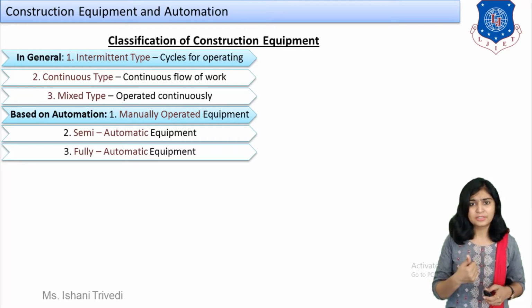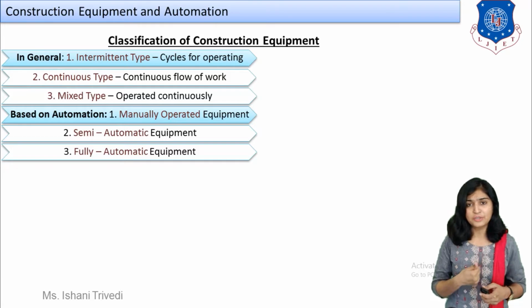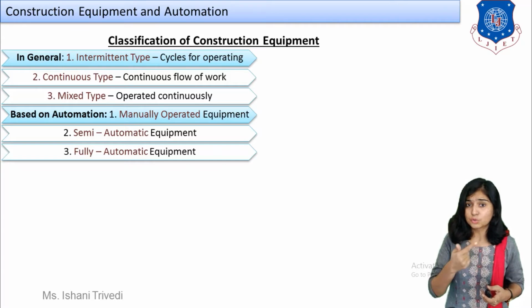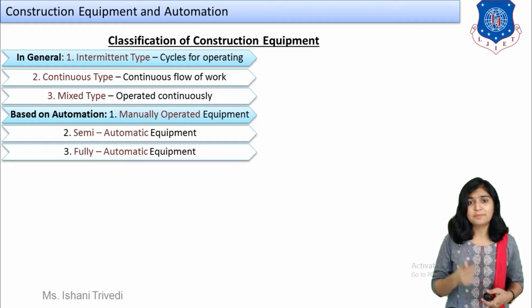The first type of classification is intermittent type and continuous type. This is the general classification of construction equipment. Continuous type means that it continuously operates throughout the work for the day or for a specific period of time, while the intermittent type is the opposite of the continuous type. It means that there will be various operating cycles.